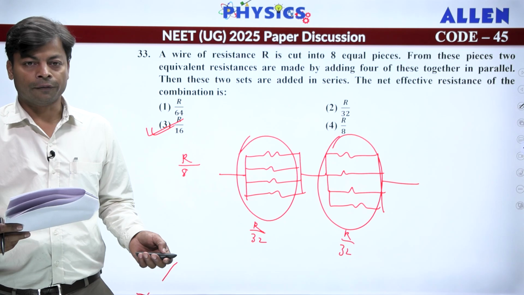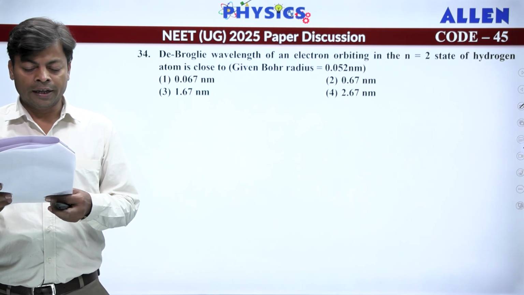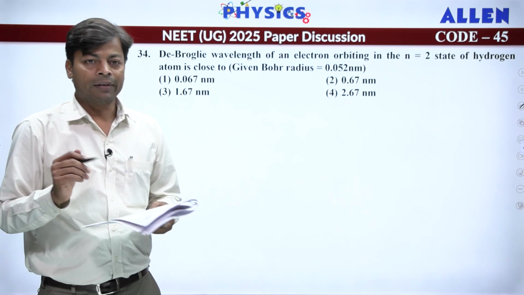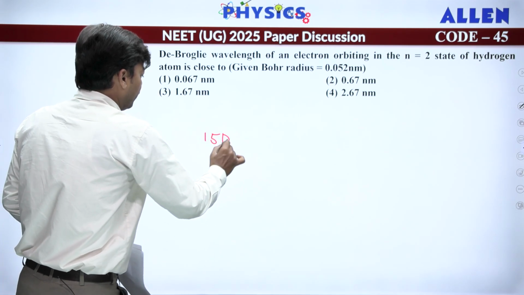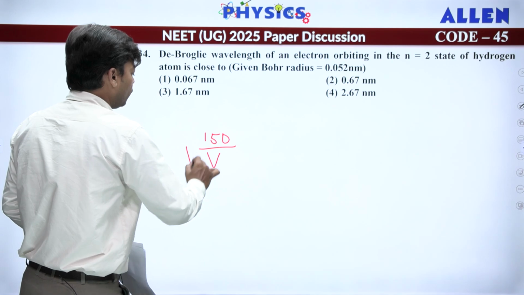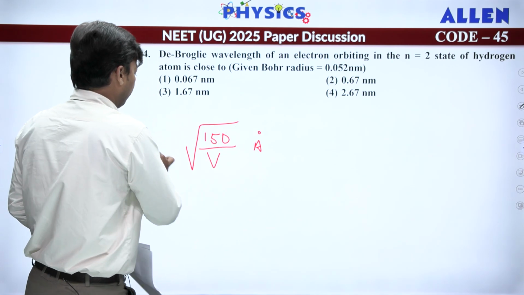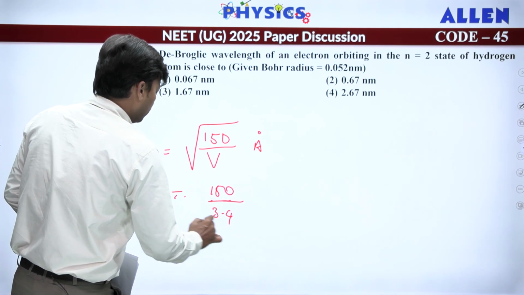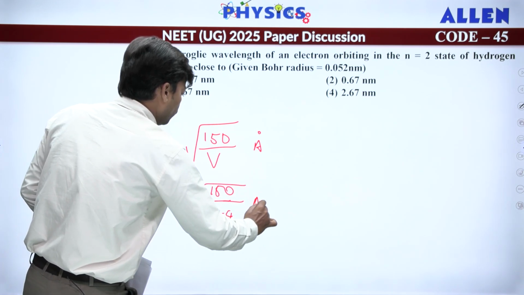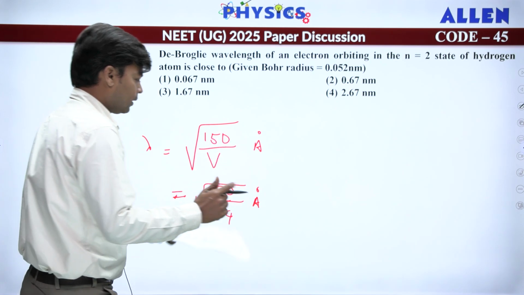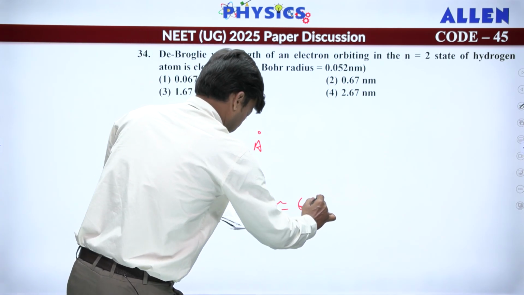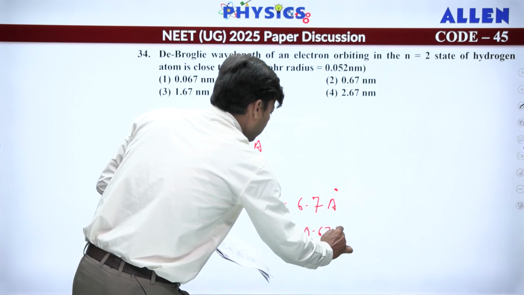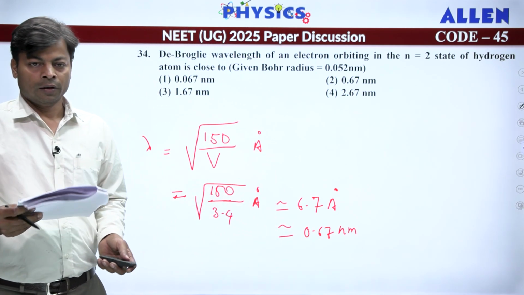We'll go to question number 34. It says the de Broglie wavelength of an electron orbiting in the n equal to 2 state of hydrogen atom is close to. So we have the angstrom formula, and that is 150 divided by energy in electron volt, root under. So that is the wavelength in angstrom. 150 with n equal to 2 means 3.4 electron volt. If you do the math, it is going to come as roughly 6.7 angstrom, which can be written as 0.67 nanometer. So this is a direct formula.